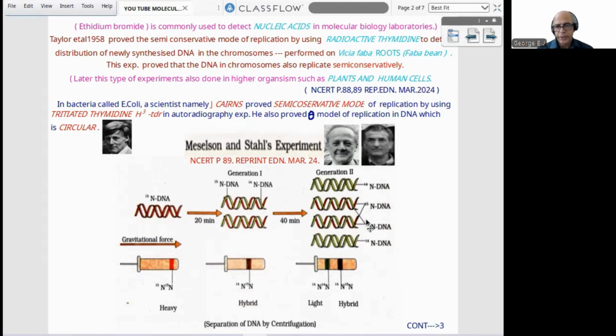After the fourth generation, how many will be completely light, completely heavy, or intermediate? What is the percentage this way? Usual question, easy. And they are done on the experimental side this way.